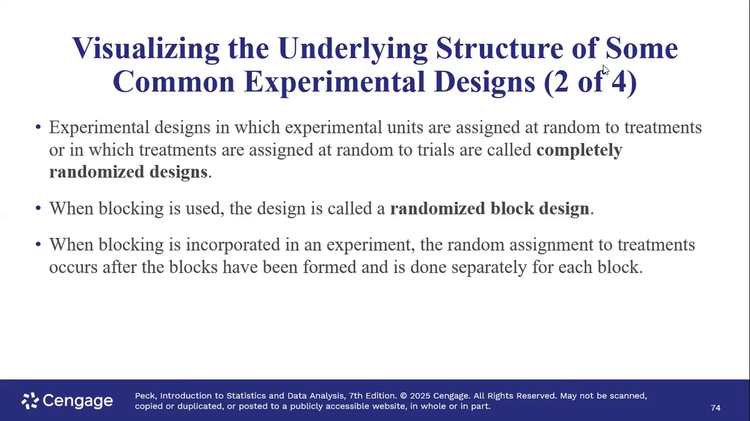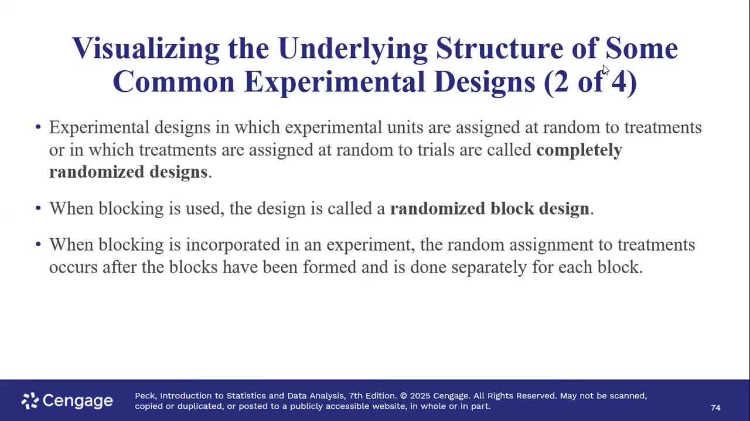Experimental designs in which experimental units are assigned at random to treatments, or in which treatments are assigned at random to trials, are called completely randomized designs. This is what we talked about in the previous slide. For example, they randomly assigned the people who wanted to participate in the study into three different groups. One group got no labels, second group got green labels, and the third group got red labels. So this was a completely randomized design because the volunteers were randomly placed in these groups.